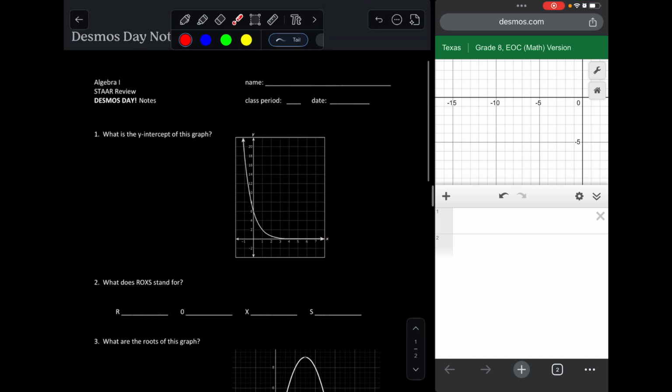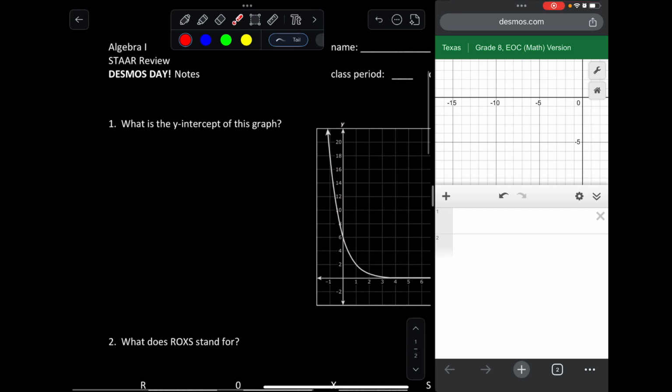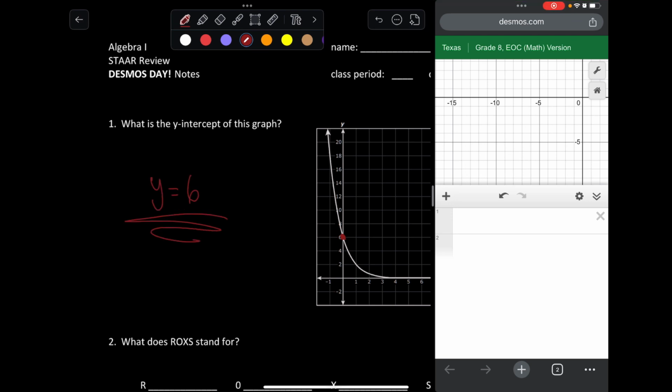So for the first one, we have to find the y-intercept of the graph. Since we're looking for the y-intercept, am I going to be looking at the x-axis or the y-axis? The y-axis, the one that goes up and down. We're looking at when the line crosses this line, which happens to be at 6. So for this one, we're going to get y is equal to 6.